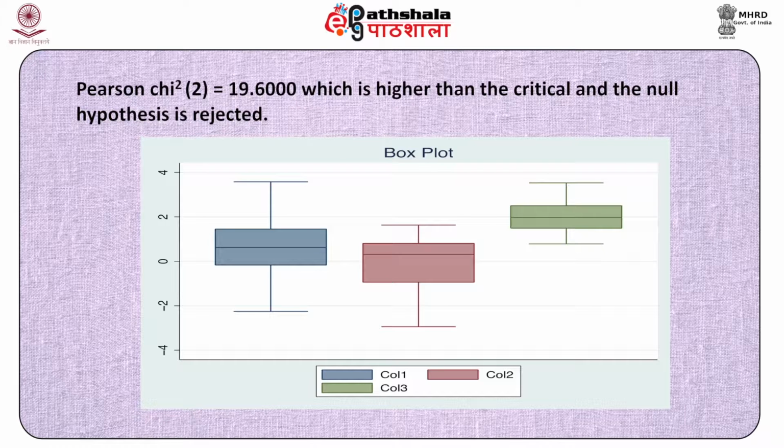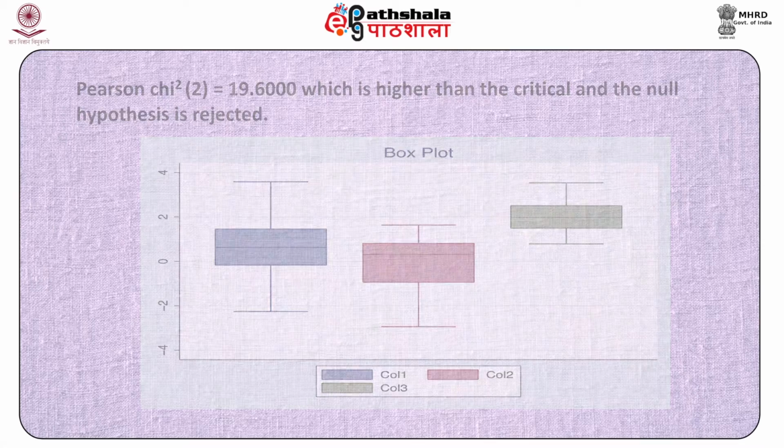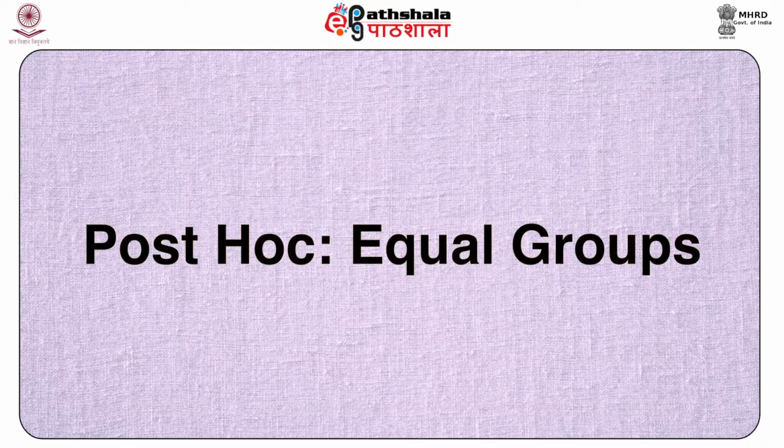We know that it came from a normal probability distribution with mu equal to 2, sigma equal to 1, while the first 2 came from the distribution with mu equal to 0, sigma equal to 1. If you look at the box plot, the blue plot basically describes column 1, pink column 2 and green column 3. Post hoc, equal groups.